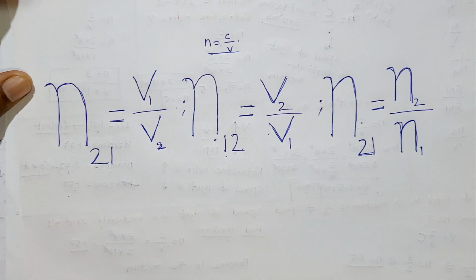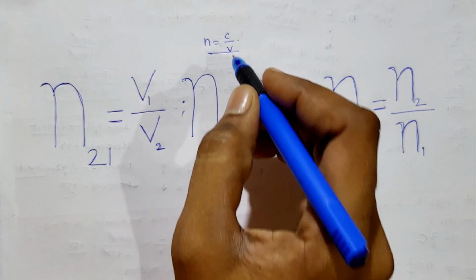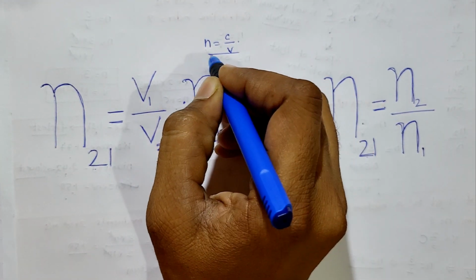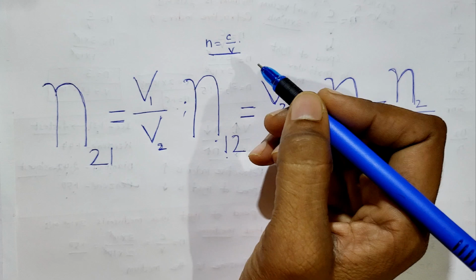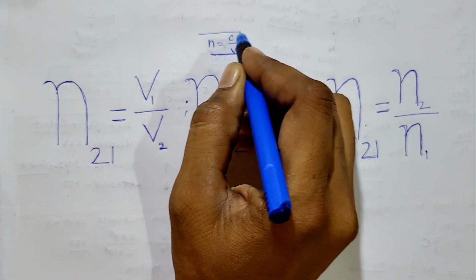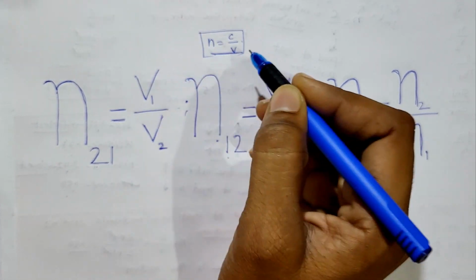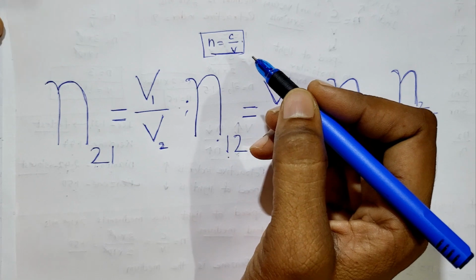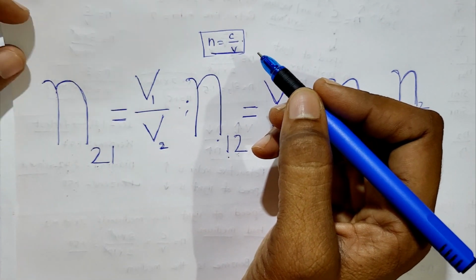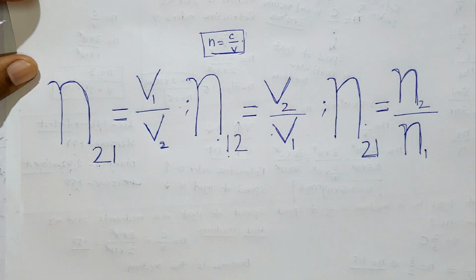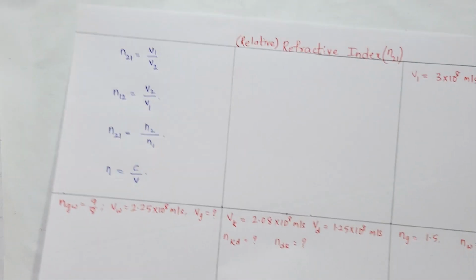I hope you have already watched the video on refractive index and the n is equal to c by v formula. All problems on the n is equal to c by v formula have been solved in that video. So if you did not watch it, go and watch that video. Let us start the video without any delay.